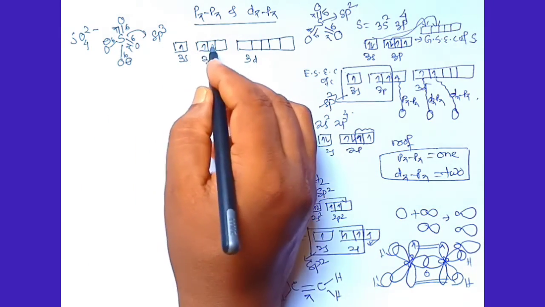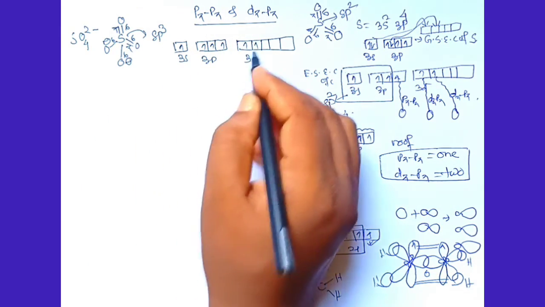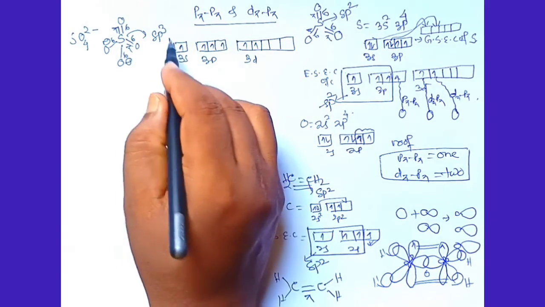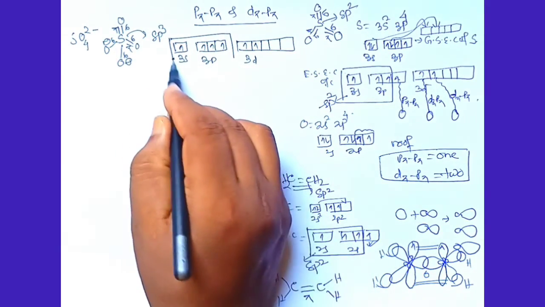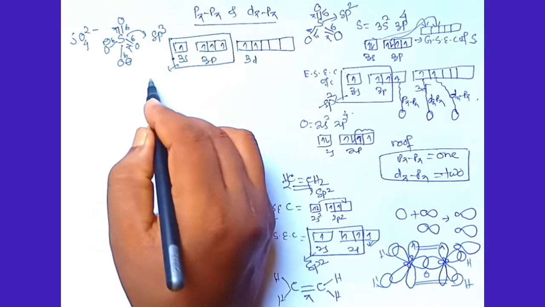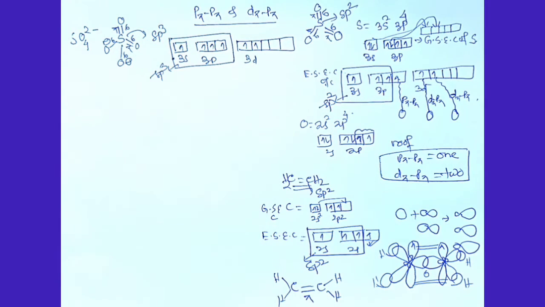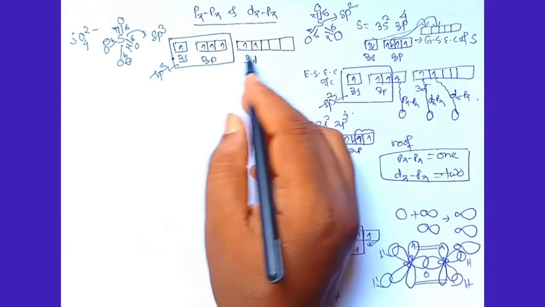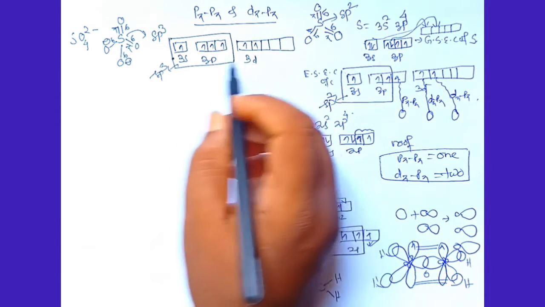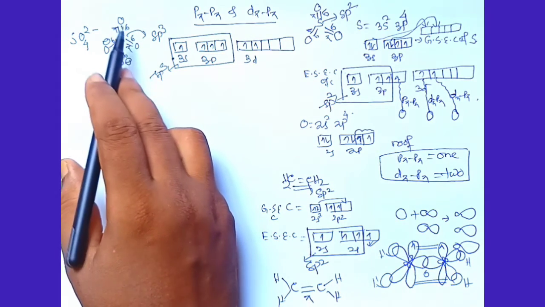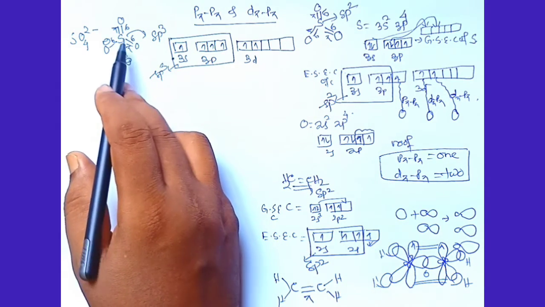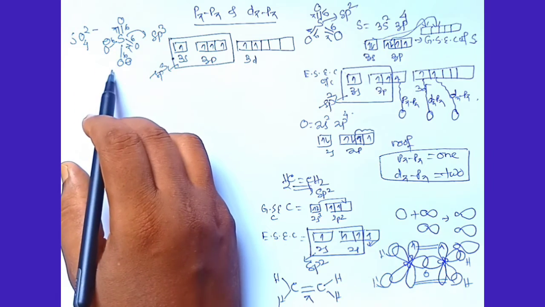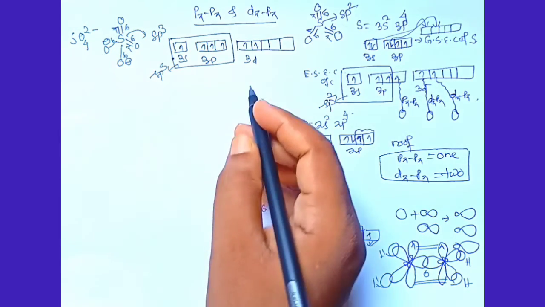So 1 2 3 4 5 6. Here the hybridization is sp3. Only the d orbitals which contain unpaired electrons will form pi bonds with the 2 oxygen atoms. Here 2 oxygen atoms are forming pi bonds, and the remaining 2 oxygen atoms are forming sigma bonds.